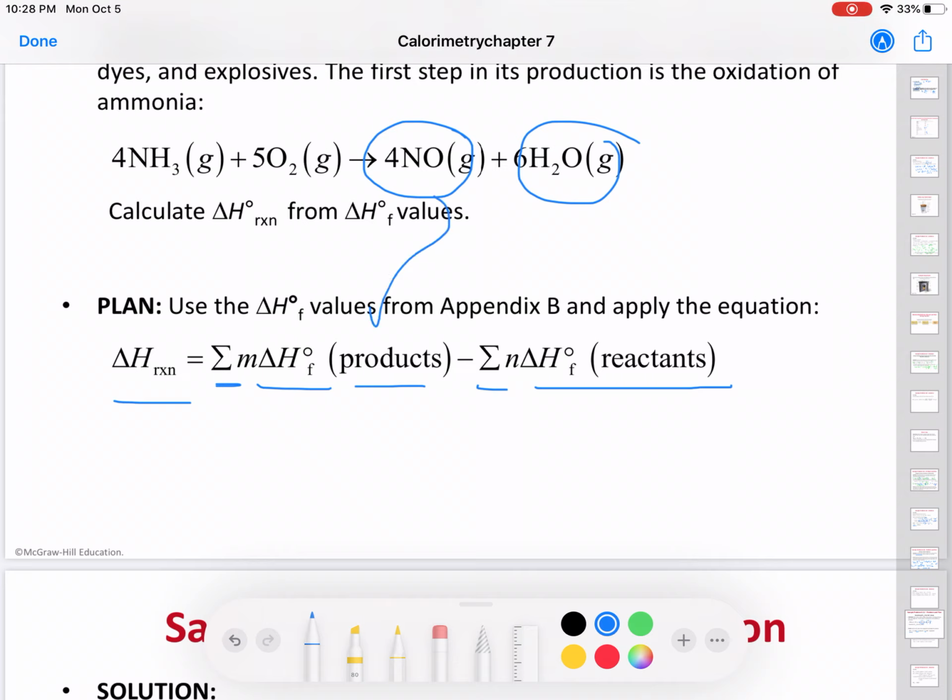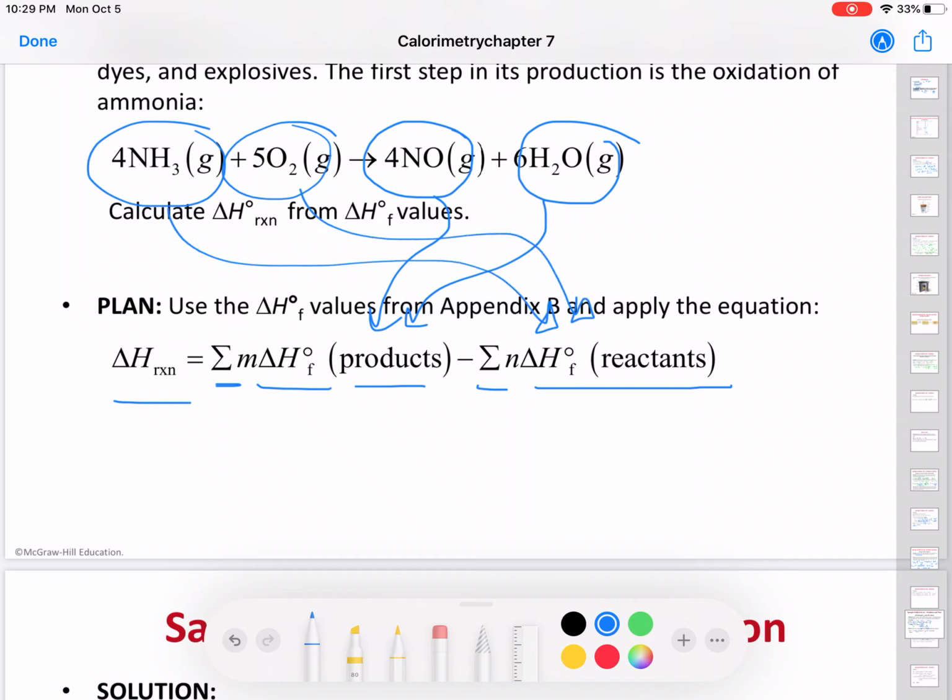So take the delta H values for the products and subtract the delta H values for the reactants: 4 ammonia molecules and 5 oxygen. These two are your reactants. And then the delta H formation values we can find from the table.